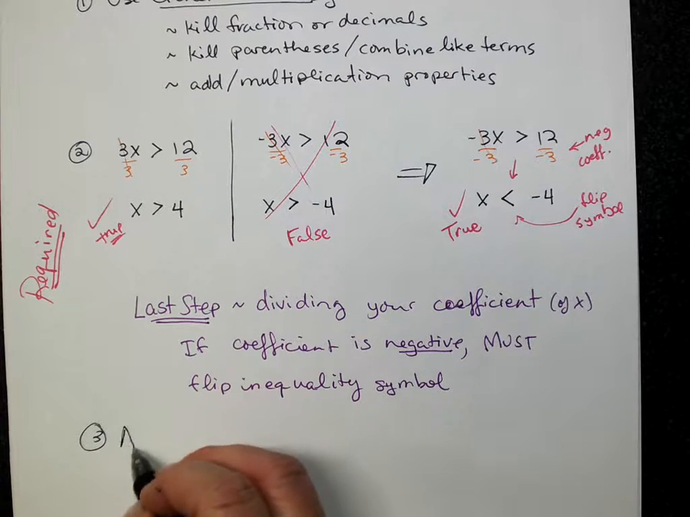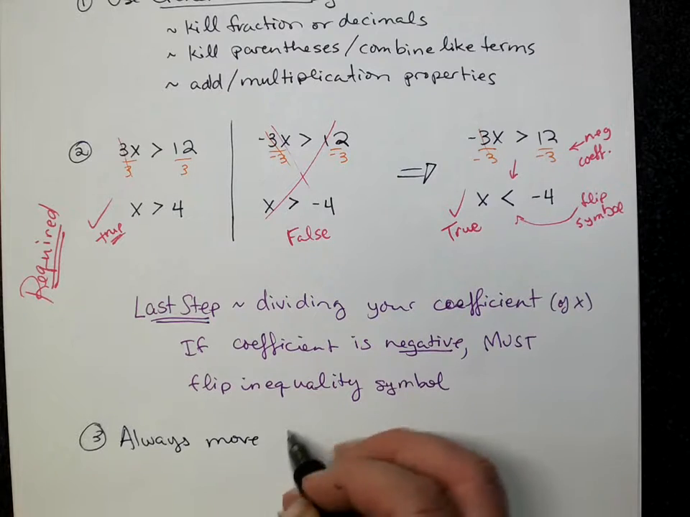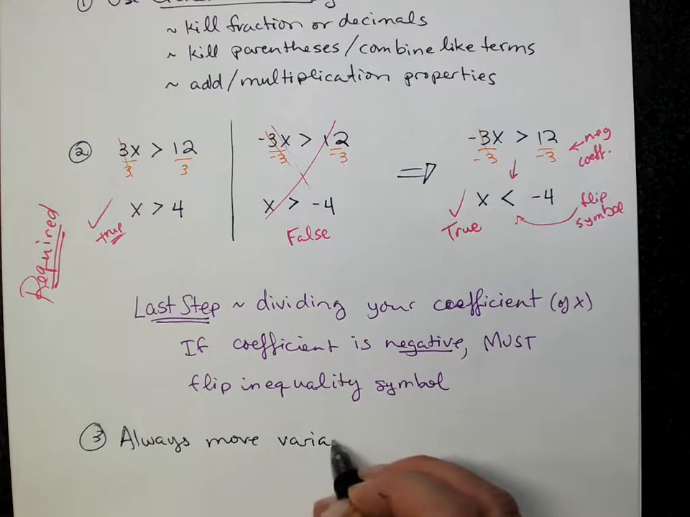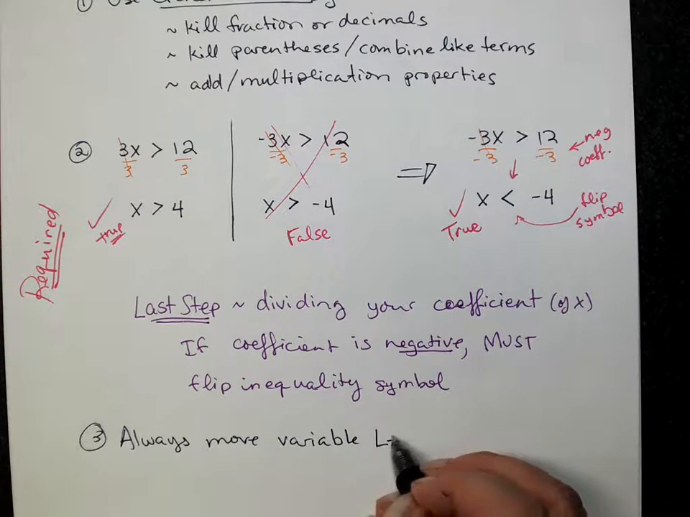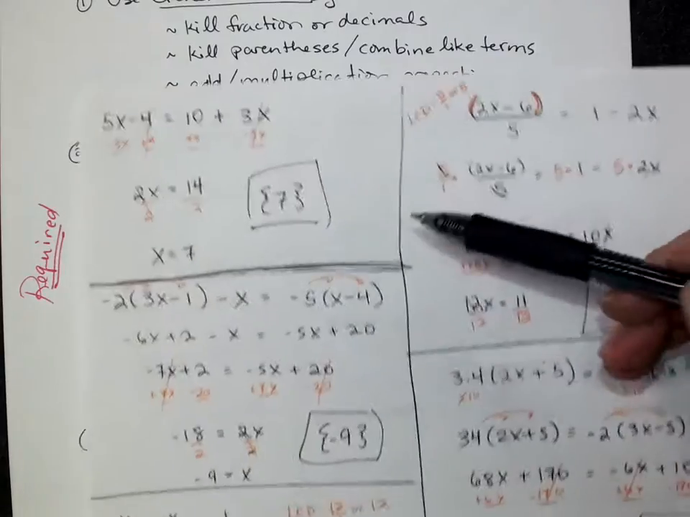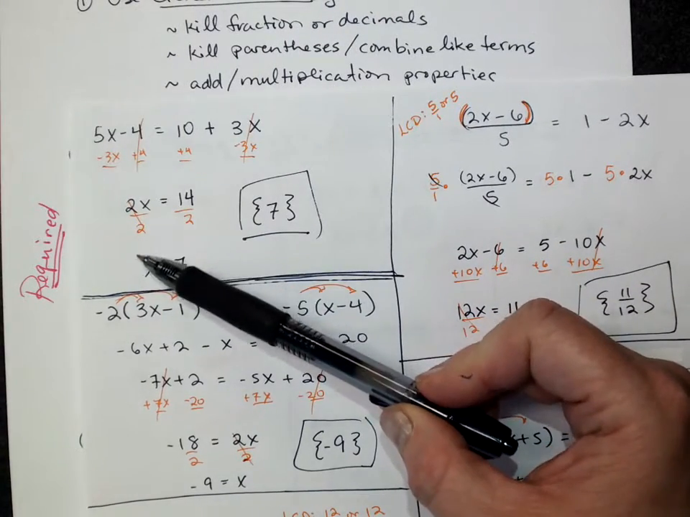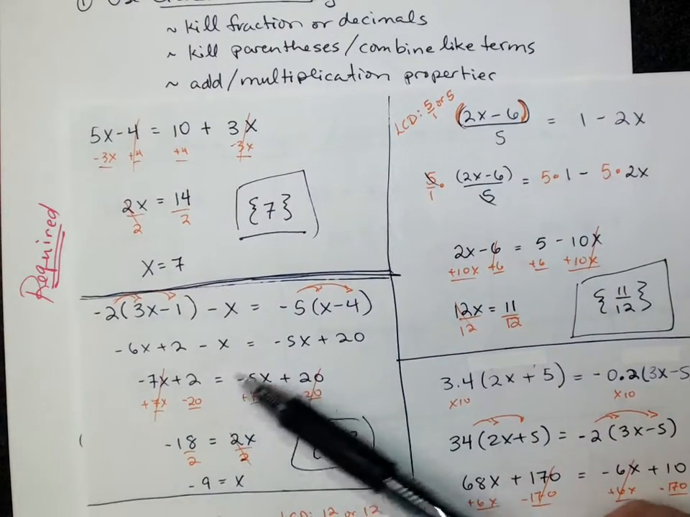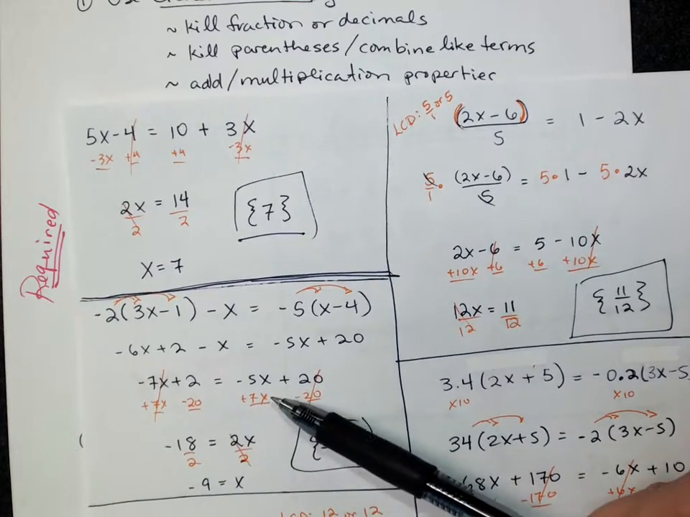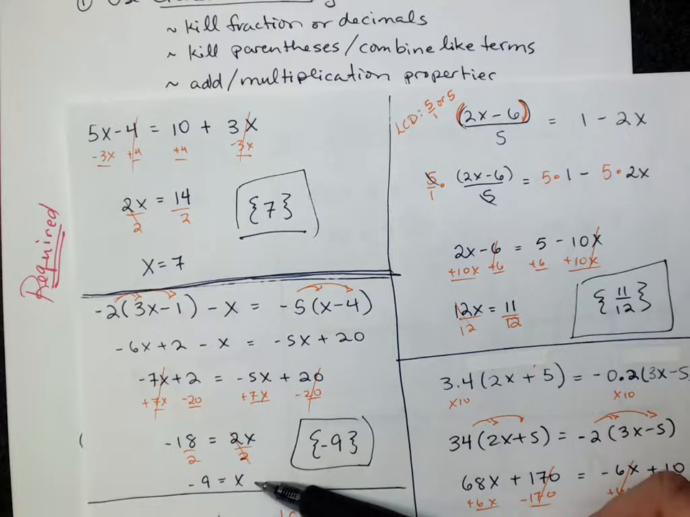Now, the last thing to take into consideration is to always move the variable to the left. You know, from when we solve equations, like for example where we started, this one made sense to move that variable left because it kept it positive. On this one, it made sense to move that variable to the right because that kept it positive on the right. And so whether you get x equals c or c equals x, it doesn't matter.